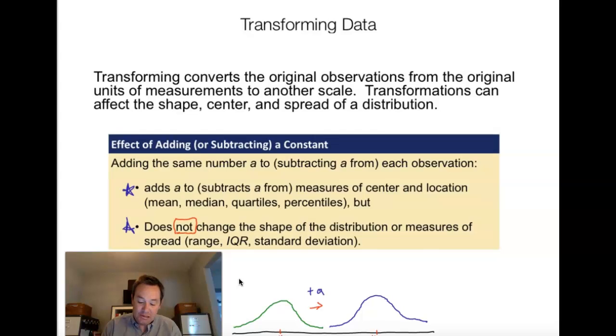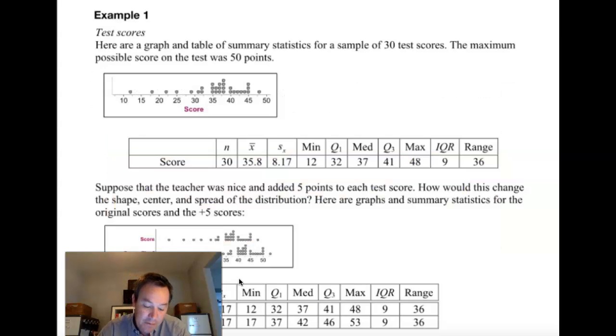But what didn't change is how spread out our distribution is. The range is still going to be the same. When you take the max and subtract the min, you're still going to get the same thing because everything shifted up A units. That's why measures of center and location are all increased or decreased by that constant A, whereas measures of spread are not impacted. So let's do an example so you can get some hard evidence of that. This is already a worked through example, and I'm just going to analyze the data for you.